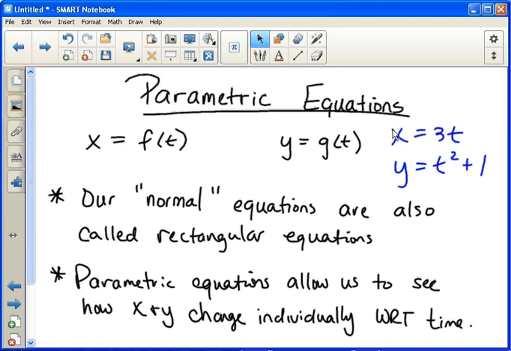Now, parametric equations are really good in allowing us to see how x and y change individually with respect to time. One thing you may want to know sometimes when things are moving is how they're moving horizontally and how they are moving vertically. Especially if you've taken physics, you know that forces happen in different directions. So it's helpful sometimes to be able to separate the fact that you are moving horizontally a certain way and vertically a certain way.